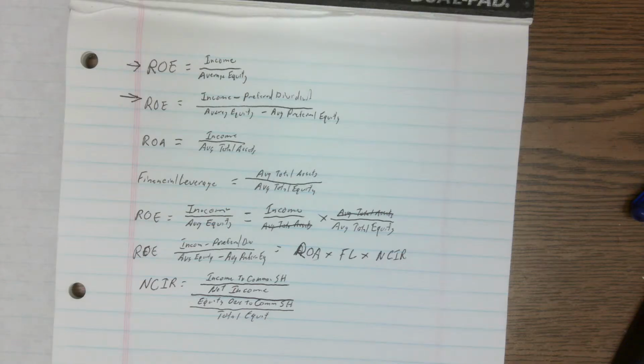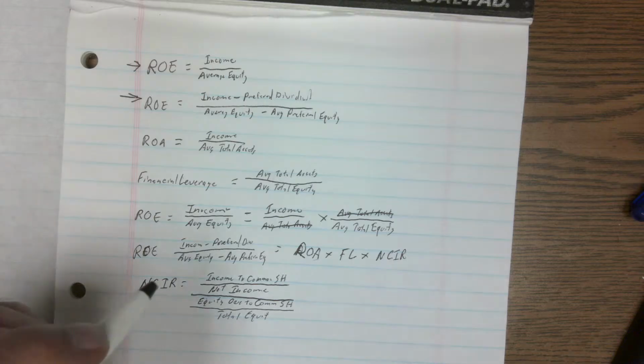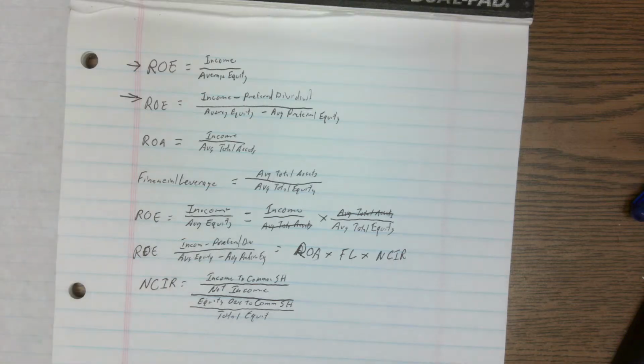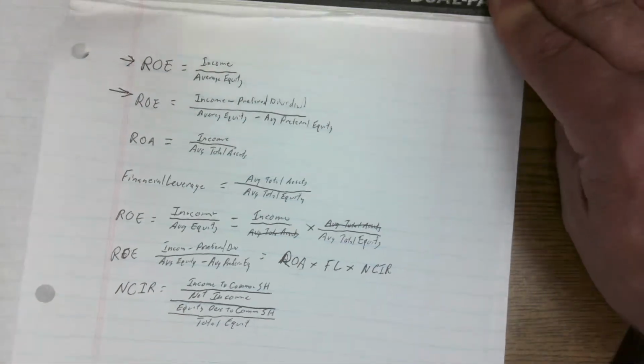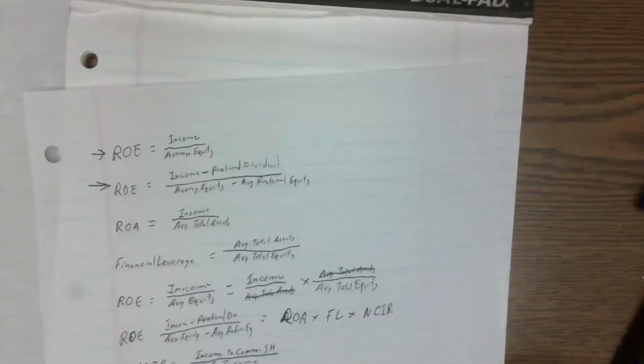All right, so those are the profitability ratios that we normally deal with. Next up come the productivity ratios. And for the productivity ratios, we've got the gross profit margin.